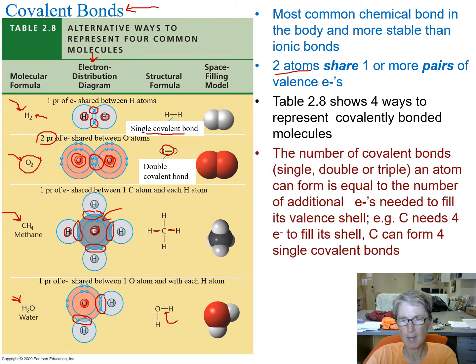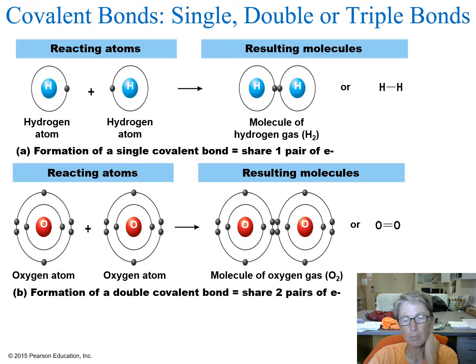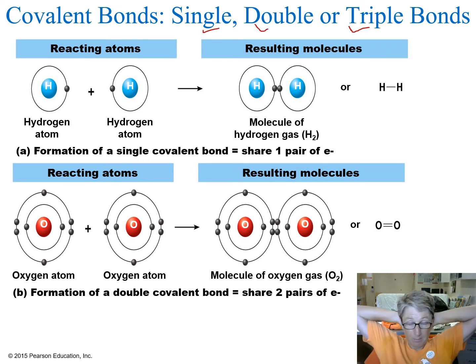And we looked at table 2.8. Now this is kind of interesting. The number of covalent bonds that an atom can form is equal to the number of additional electrons needed to fill the valence shell. So, for example, carbon. It's got 4 electrons in its valence shell. It can hold 8. It needs 4 more electrons to fill its shell. So carbon can form 4 single covalent bonds. Or carbon could form 2 double covalent bonds. Covalent bonds can be single, double, or triple bonds.